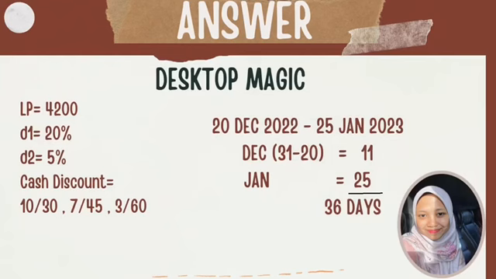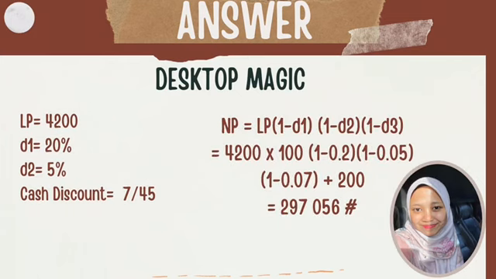The answer for Desktop Magic is, as we can see, we put the information first and then we calculate the date using the exact time to get the days. As we can see, we calculate from 20 December 2022 until 25 January 2023, which equals 36 days. After that, we do the calculation, but before that, we collect all the information first. And then we do the calculation using the formula.